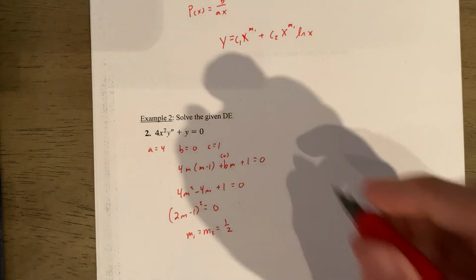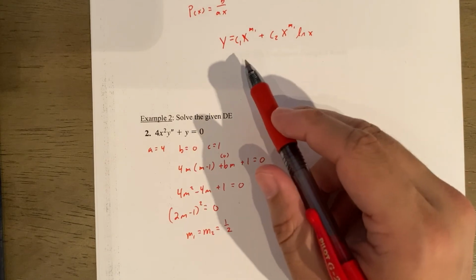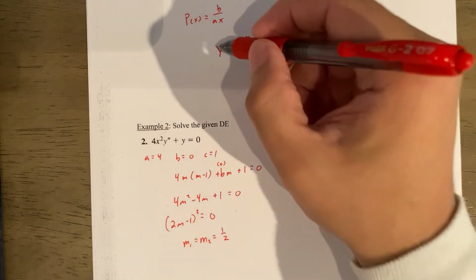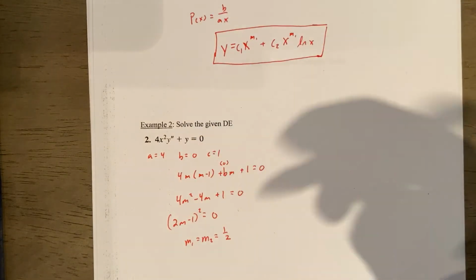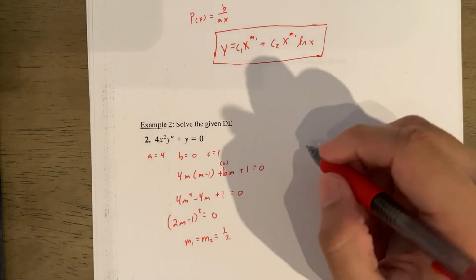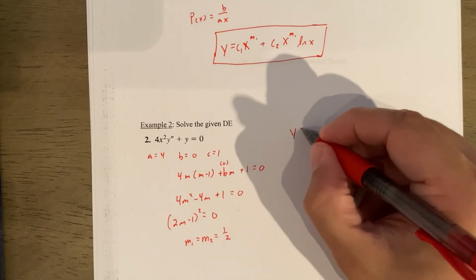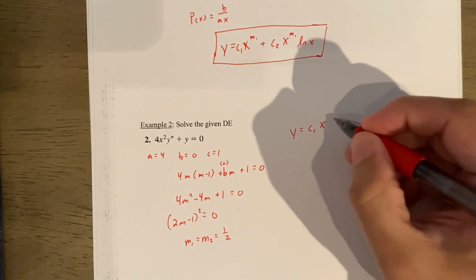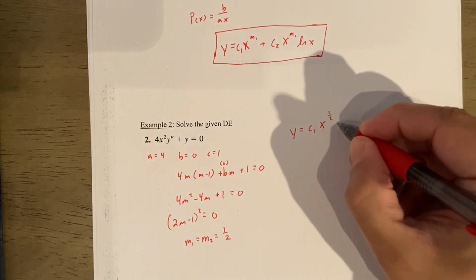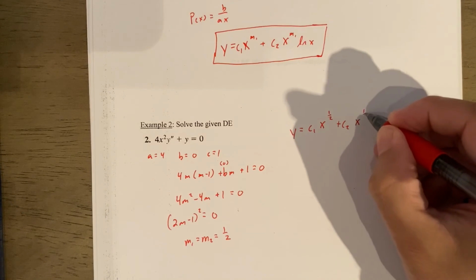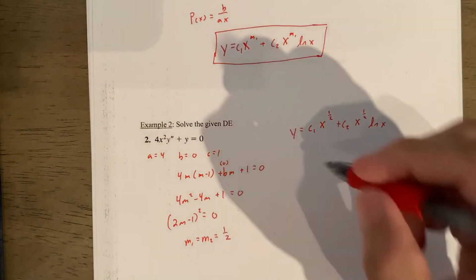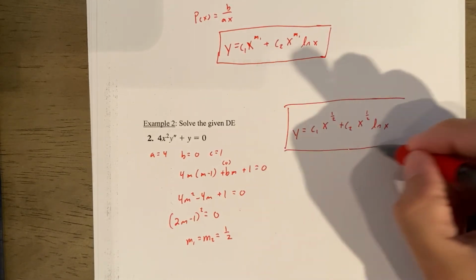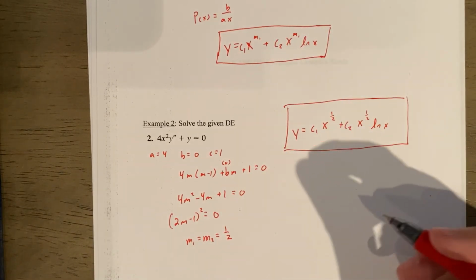And so then I plug this into what my solution should be, and let me box that up because this is what our solutions are going to be when we have repeated real roots. I'm going to get y is equal to c sub 1 x to the 1/2 plus c sub 2 x to the 1/2 times natural log of x. And I'm finished.